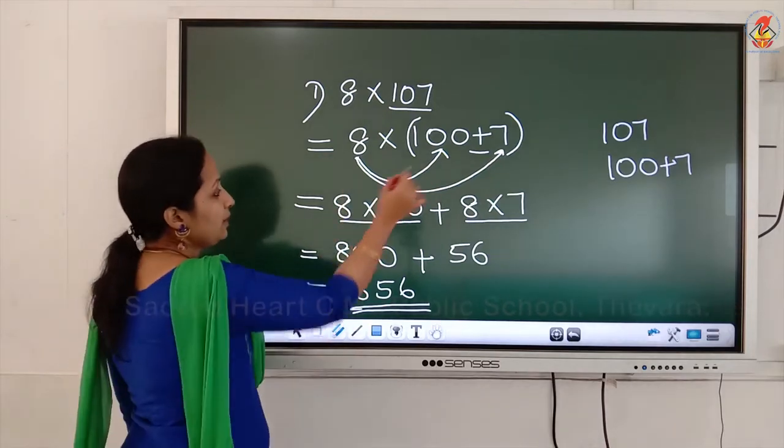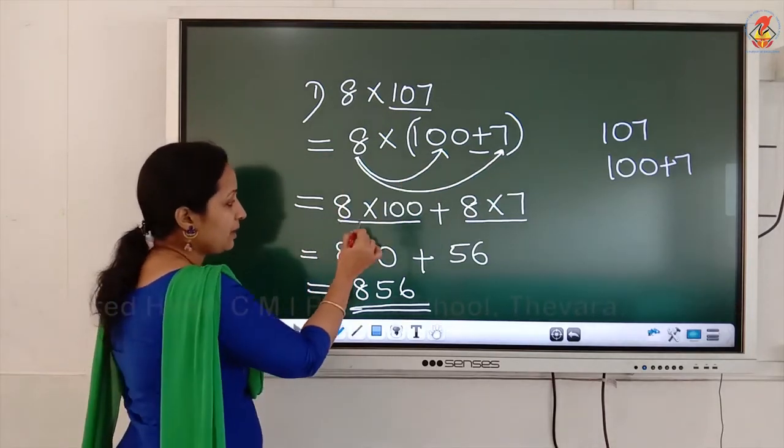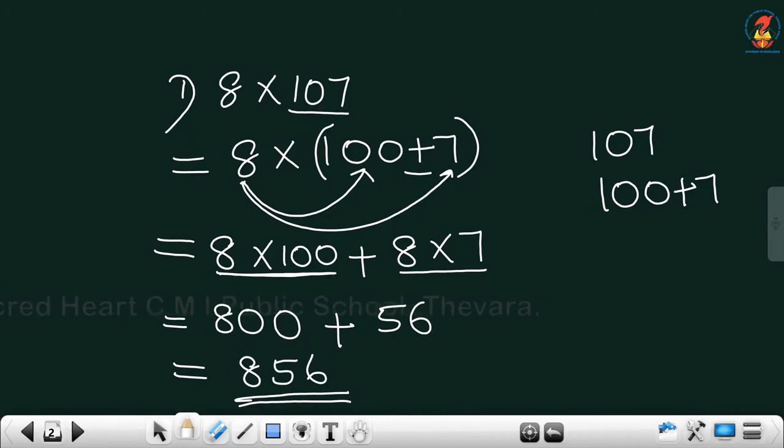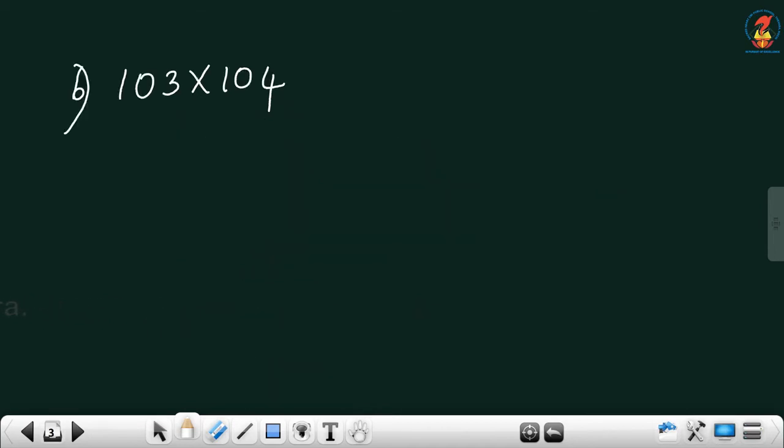So, open the bracket, then what is the next step? Multiply 8 into 100, what is the answer? 800. 8 into 7, what is the answer? 56. So, you got the answer. What is the answer? 856. Clear?